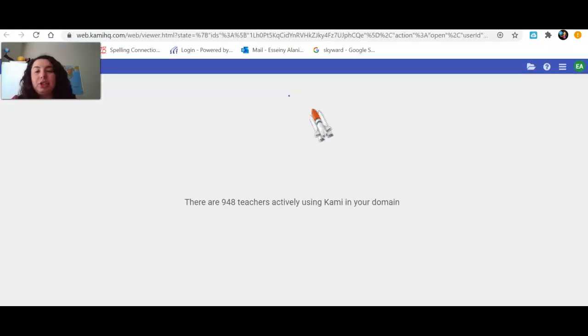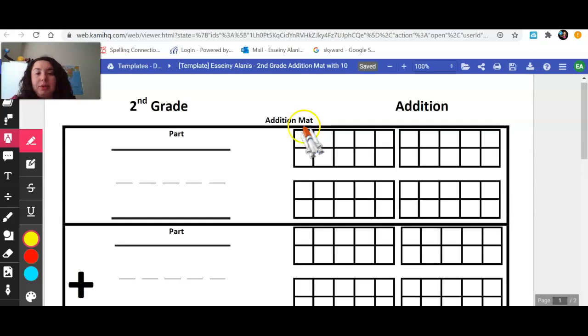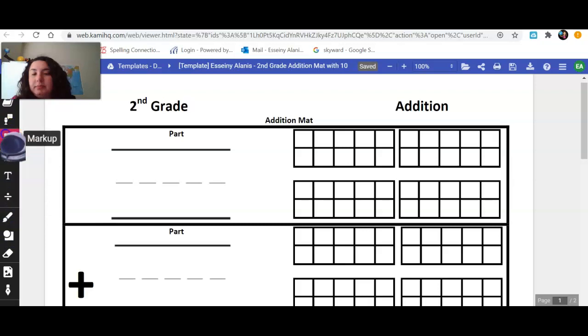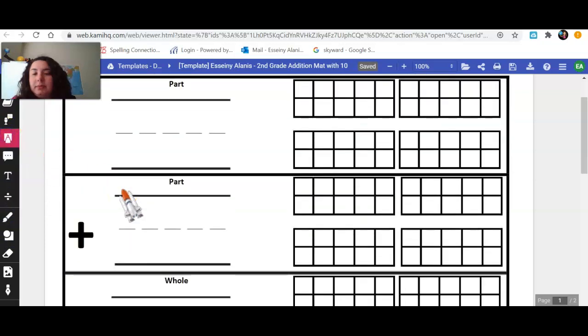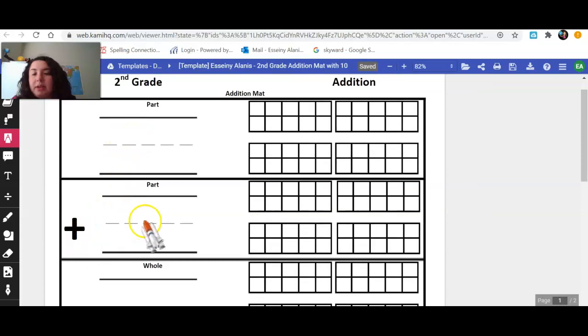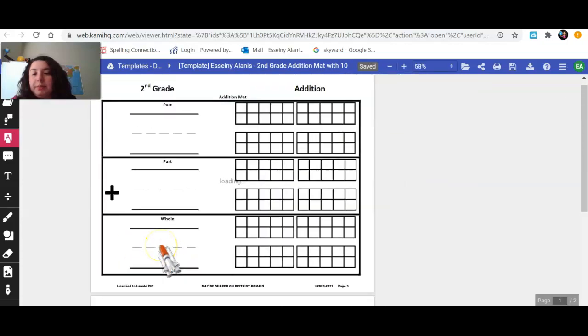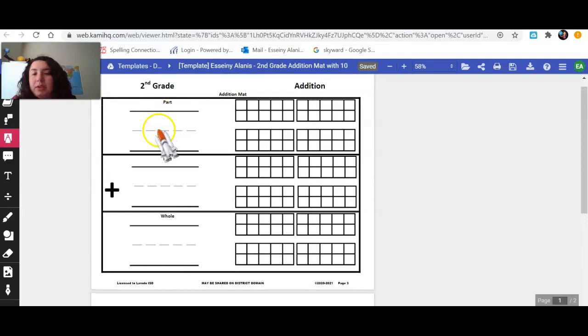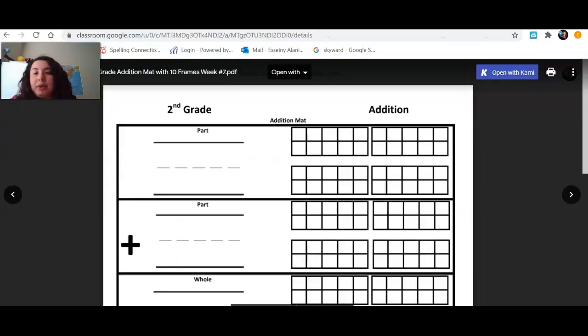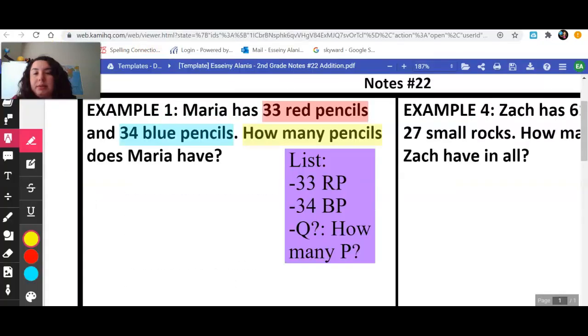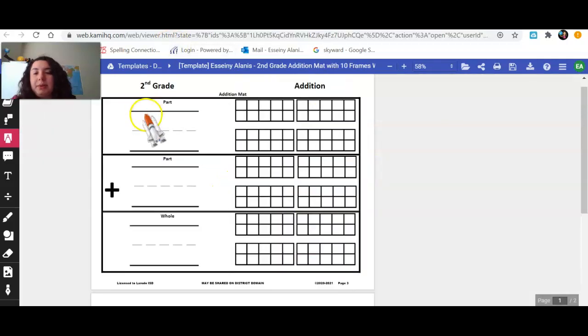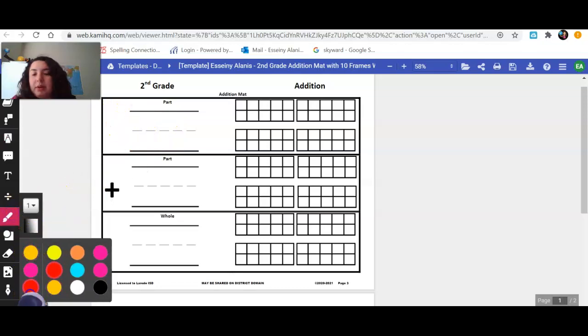Just like I was drawing it yesterday, but this time I'm going to draw it using the 10 frames. So here it tells me part plus part equals whole. Okay, part plus another part equals the whole. I'm going to go back to the problem. The part is 33 red pencils. So for this part, I'm going to write 33 red pencils.